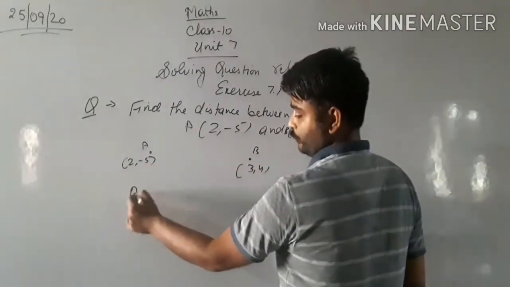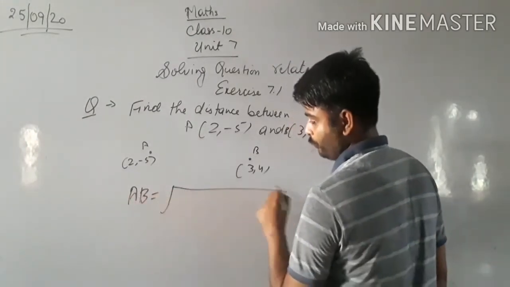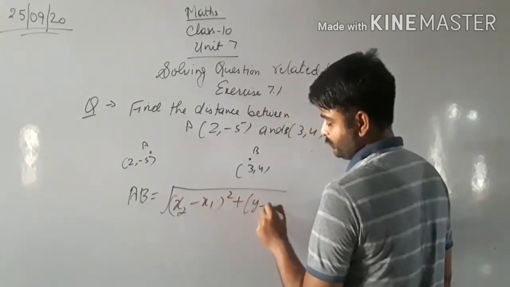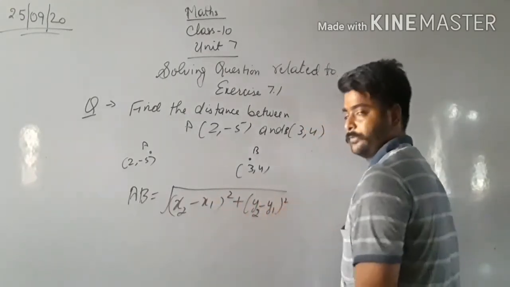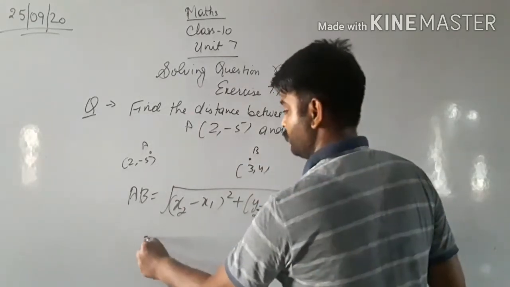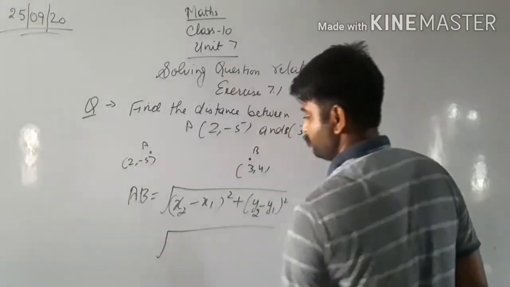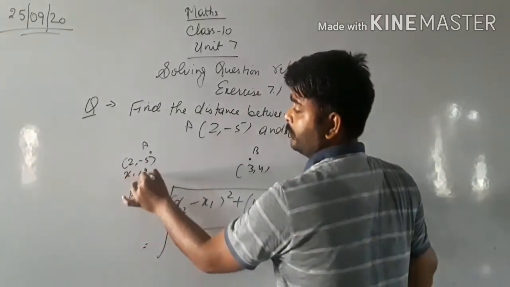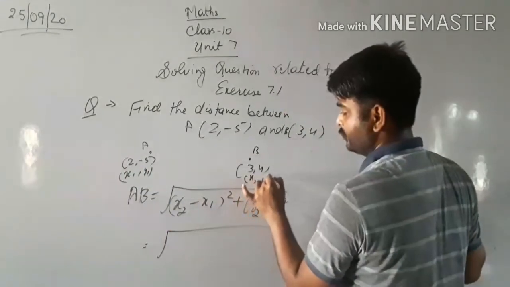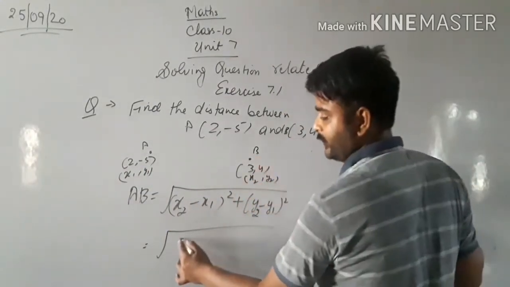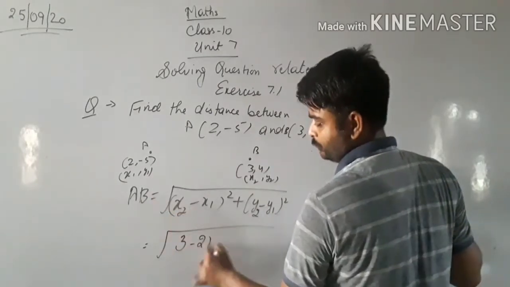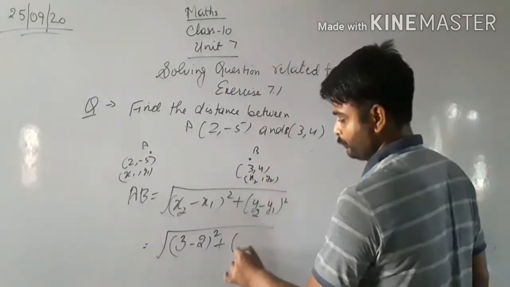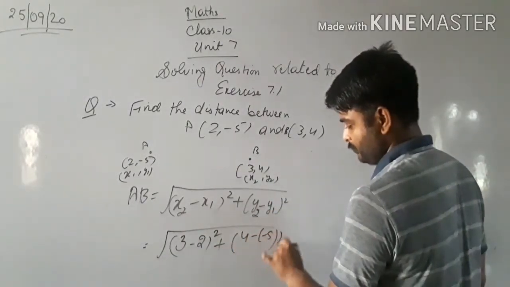So, the distance between these two points is AB equals root of (x2 minus x1) whole square plus (y2 minus y1) whole square. Okay, class? Now, what is x2, class? It's x1, y1, x2, y2. What is x2? That is 3. What is x1? That is 2. So, (3 minus 2) whole square plus, what is y2? y2 is 4, minus (-5) whole square.